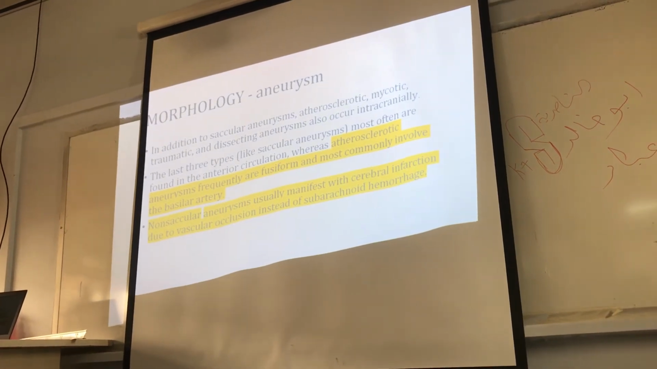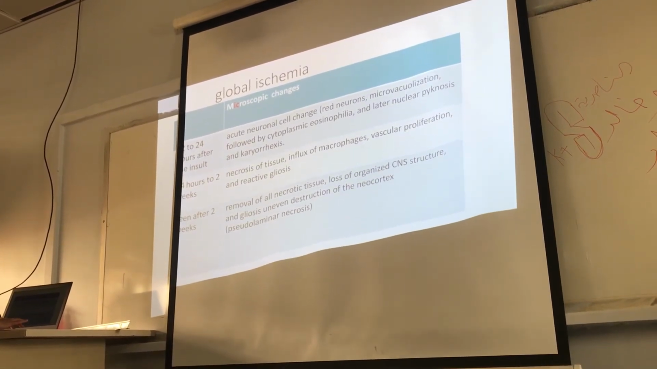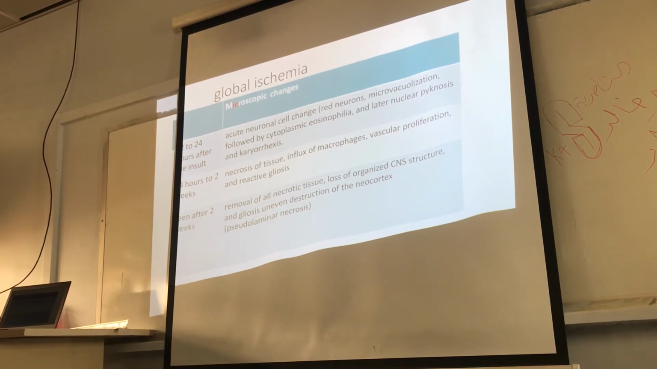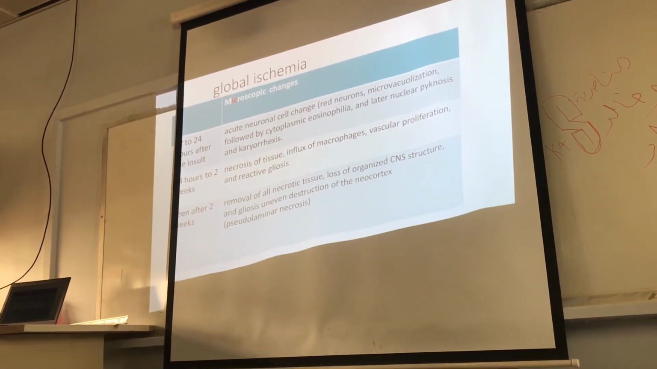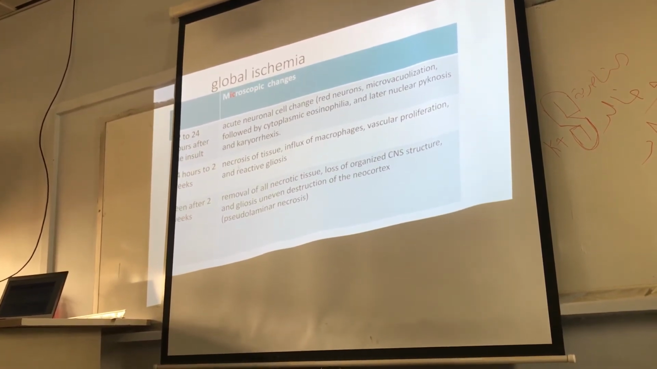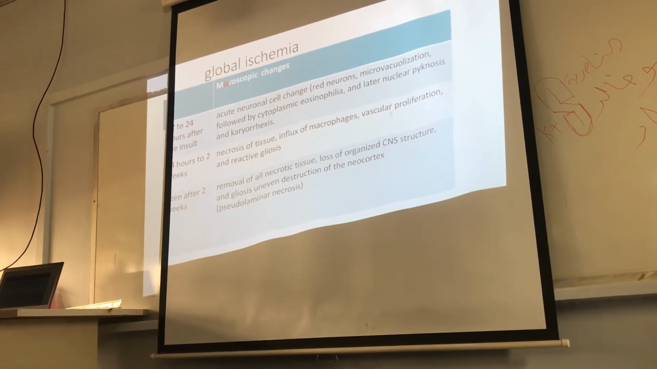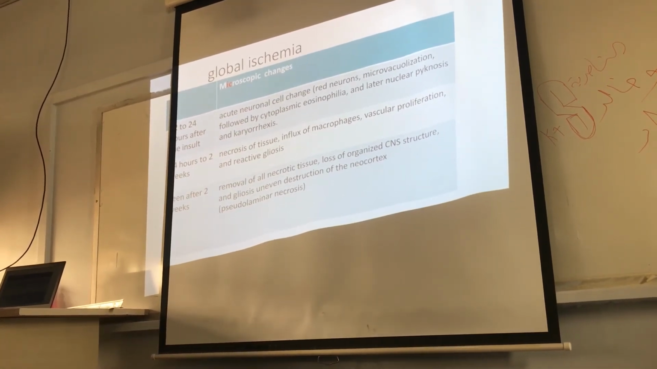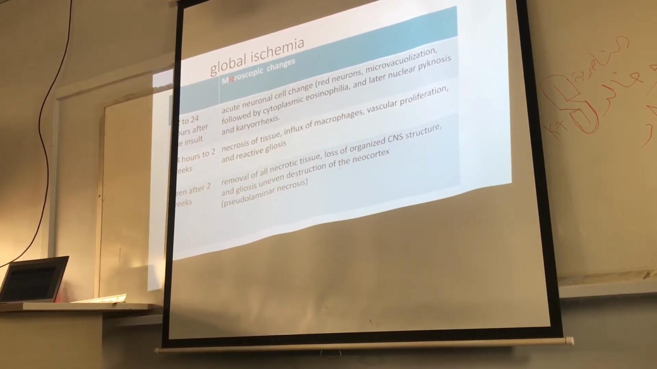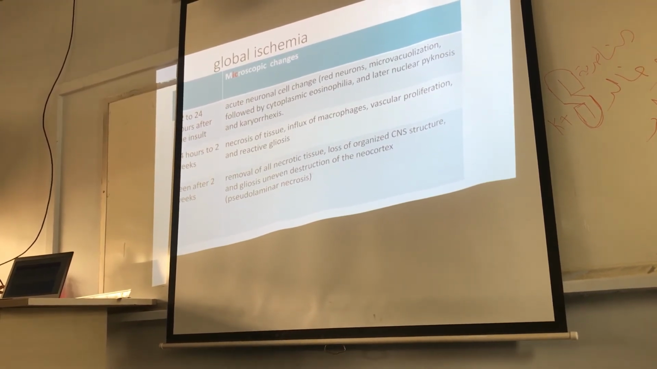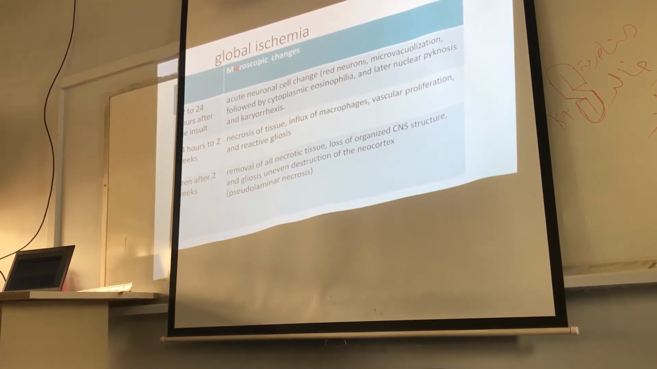The artery ruptures and you will have infarction. This is the same thing, global ischemia. At 12 to 24 hours, you see red neurons, microvacuoles, eosinophilia everywhere, and nuclear pyknosis. From 24 hours to 2 weeks, you see necrosis, macrophages coming, and vascular proliferation, as in the normal healing process. After 2 weeks, there is removal of all necrotic tissue and uneven destruction of the neocortex. This is pseudolaminar necrosis, because some neurons are more susceptible to ischemia, some are not.